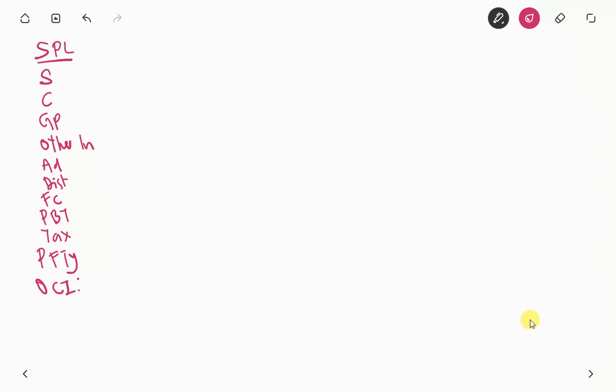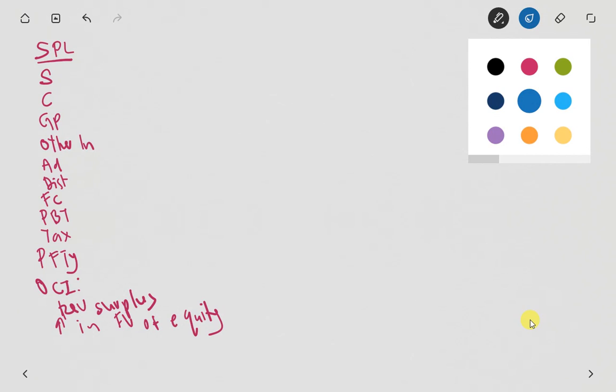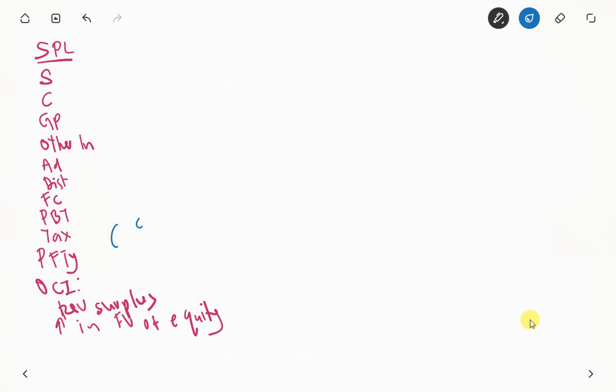What is in the OCI so far? We have the revaluation surplus or reserves. We have the increase or decrease in the fair value of equity, fair value of shares, equity instrument, right? A financial instrument. And actually there are two or three more, but high level. So we focus on tax here. So tax is your current tax plus or minus deferred tax to get this amount.